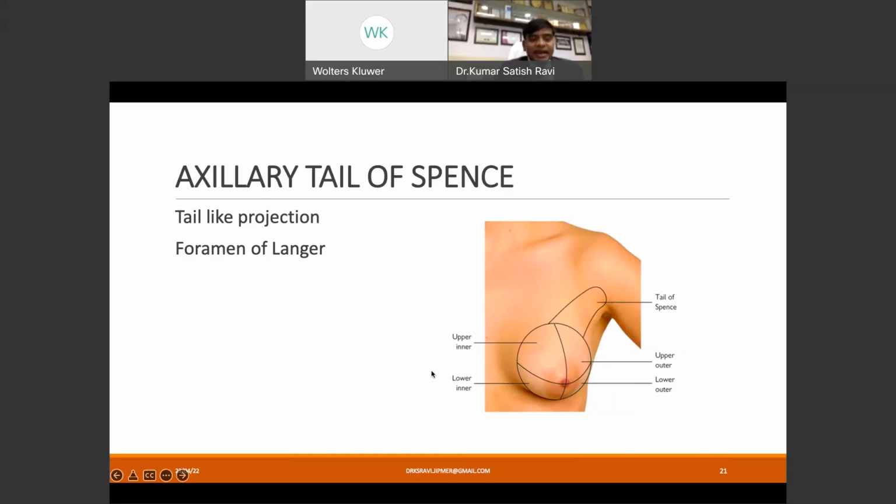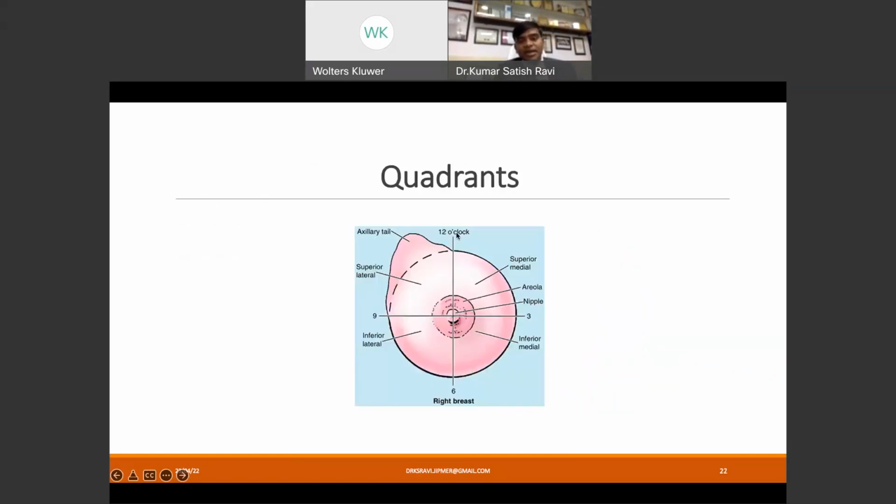Now we will see what the different quadrants of the breast are. In this diagram, you can see that it is divided into four quadrants. Over here, this is the supralateral quadrant, whereas over here you have the supromedial quadrant. Apart from that, we have the infralateral or inferior lateral quadrant, and similarly the inferior medial quadrant. So the breast is divided into four quadrants: the supralateral, the supromedial, the infralateral and the inframedial quadrants.